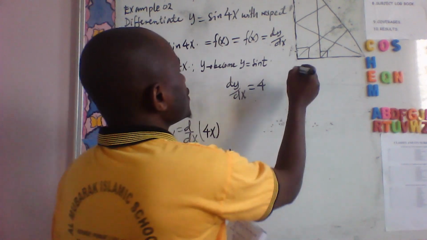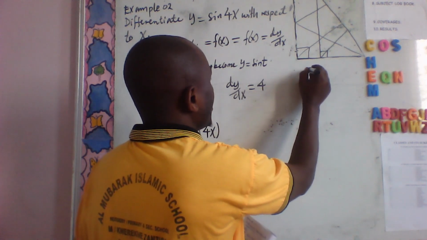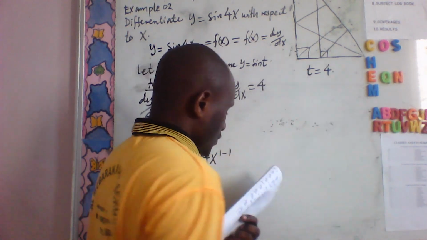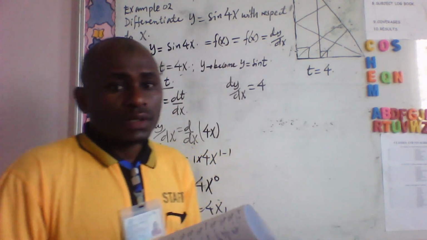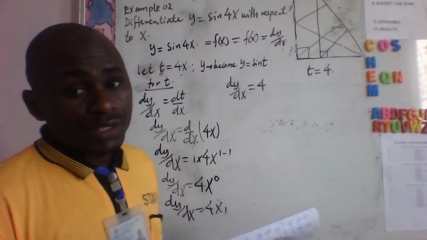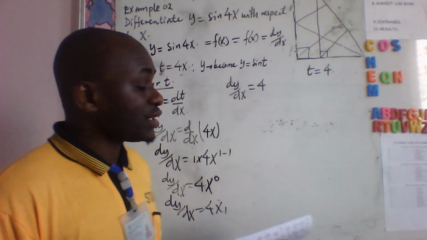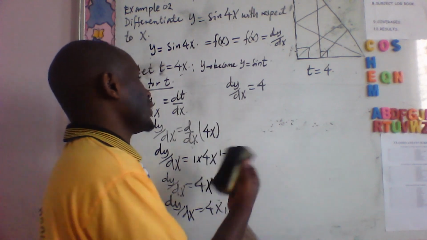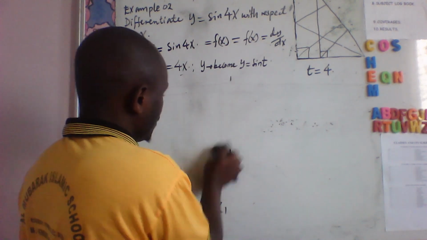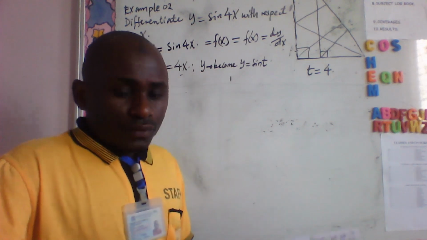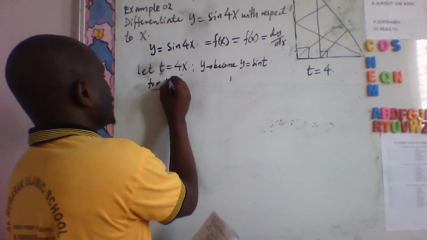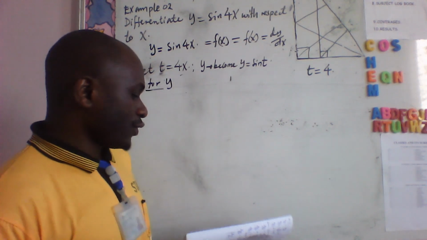So here, t is equal to 4. After knowing that t is equal to 4, let us proceed to see how it is. Let us differentiate, or find the derivative of y as normal. So this is for y. So for y, let us proceed.